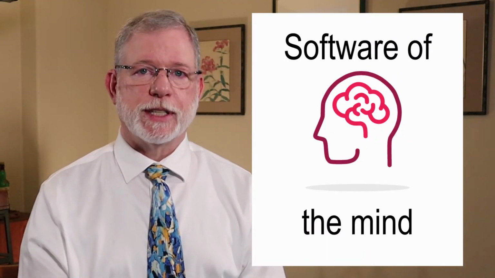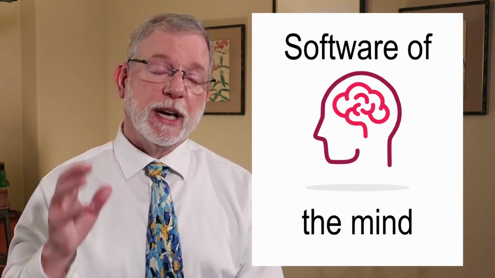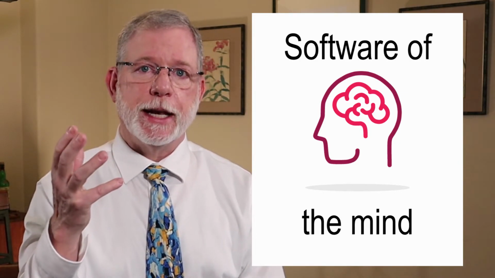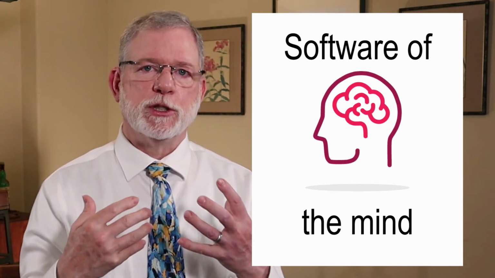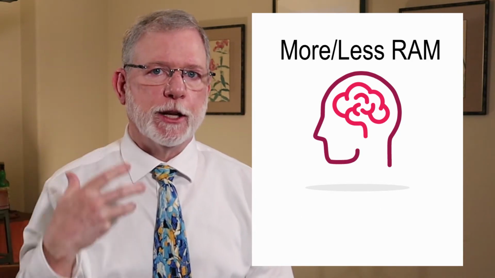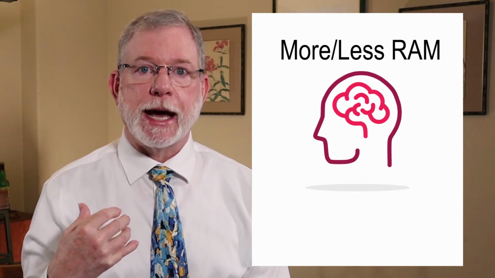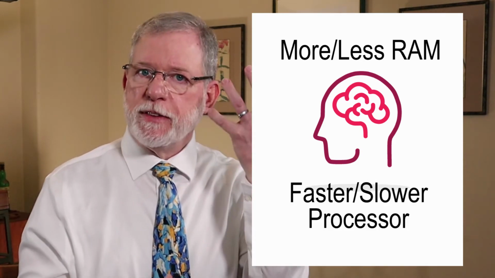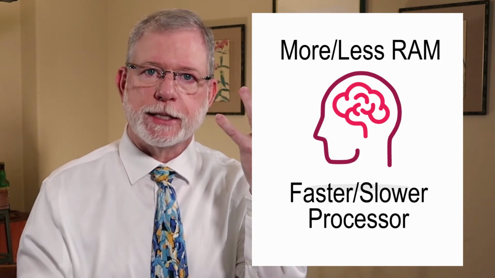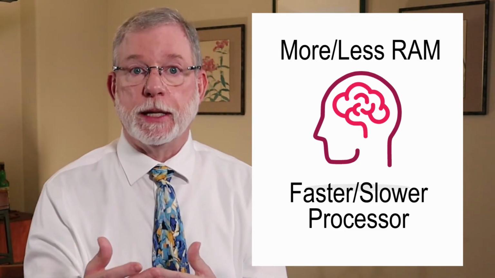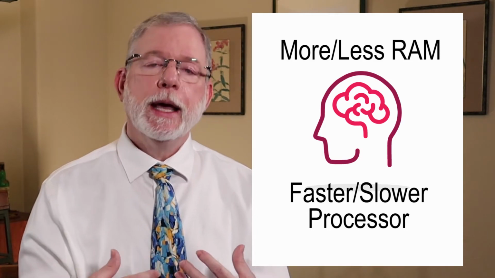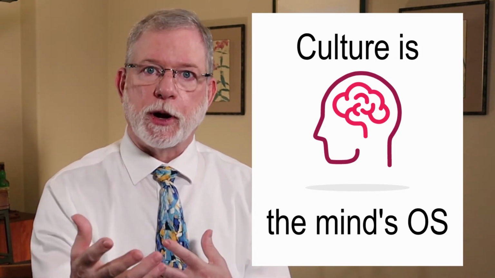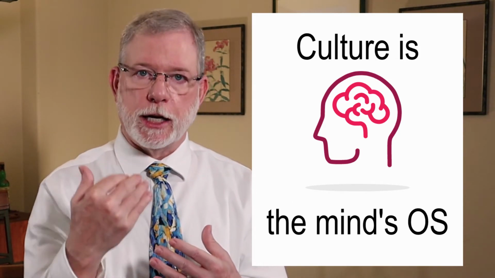I like using Hofstede's Software of the Mind analogy because we all have a basic understanding of how computers work. Now, my take on this imagery is that some of us have a little more RAM, so we're able to access a few more memories. Some of us have a slightly faster processor, so we're able to think perhaps a little bit more quickly, but fundamentally the hardware is the same. The difference is in our operating system, which is our culture.